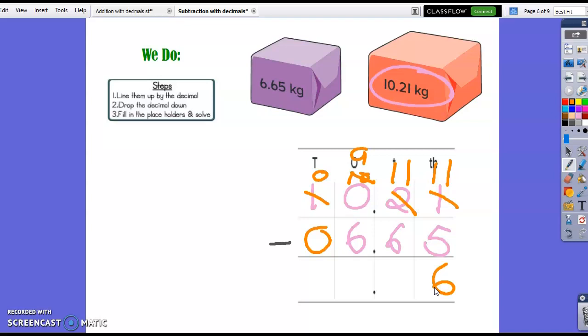Oh, we have a 0. So we go to our tens place, take 1 away, it becomes 0. This becomes a 10. You cross it off, becoming a 9. Now you can do all your subtraction.